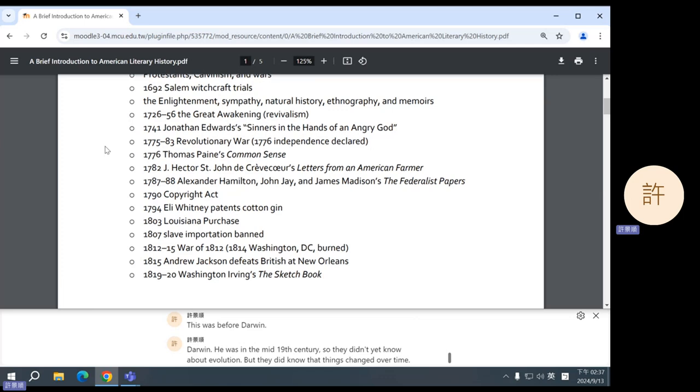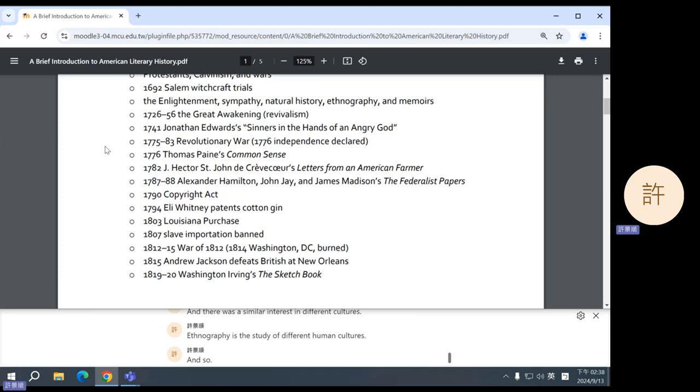And so there was this new interest in collecting animals, collecting insects, plants, things like that. And there was a similar interest in different cultures. Ethnography is the study of different human cultures. For example, when somebody went to a different culture or a different place, they might write their recollections or write their experiences and try to make sense of this culture. And so this is also connected to memoirs, and also connected to travel literature.